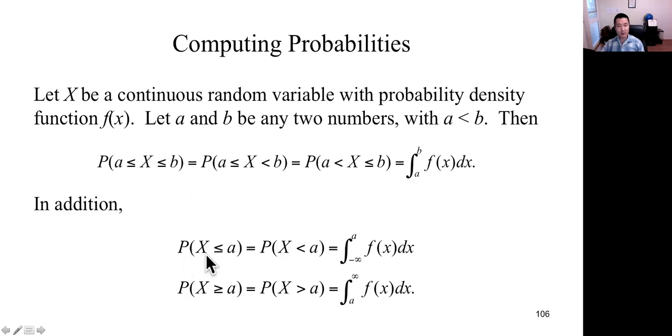And to calculate the probability for x less or equal to a, we do the integration from negative infinity to a. Again, the endpoint does not matter. For the probability for x larger or equal to a, we do the integration from a to positive infinity.